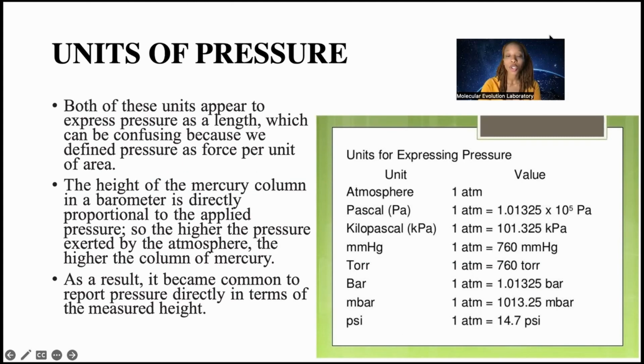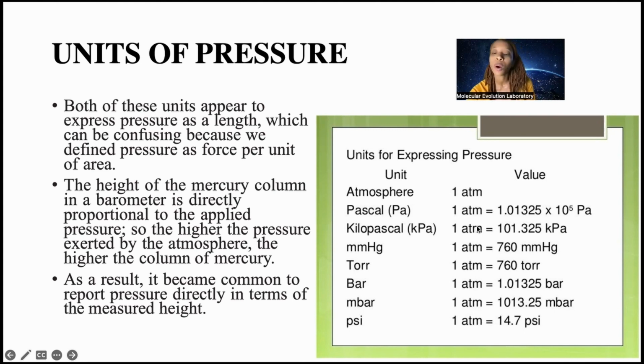Both of these units appear to express pressure as a length, which can be confusing because we define pressure as force per unit area. The height of the mercury column in a barometer is directly proportional to the applied pressure. So the higher the pressure exerted by the atmosphere, the higher the column of mercury. As a result, it can be common to report pressure directly in terms of measured height.